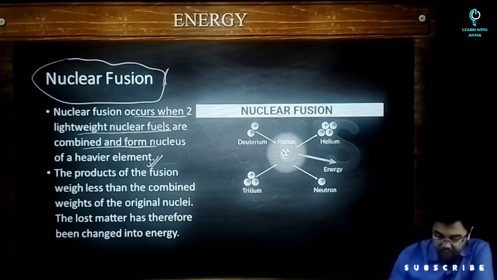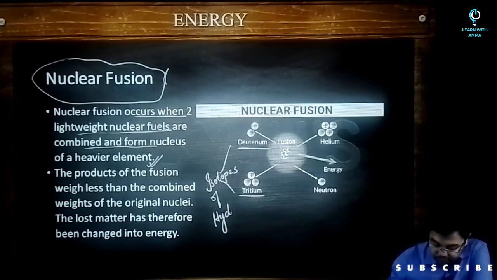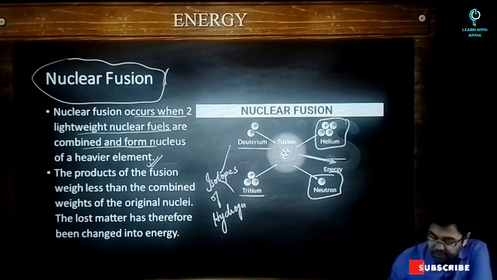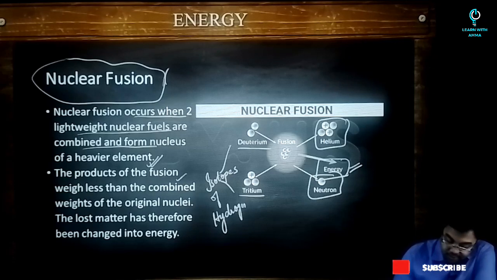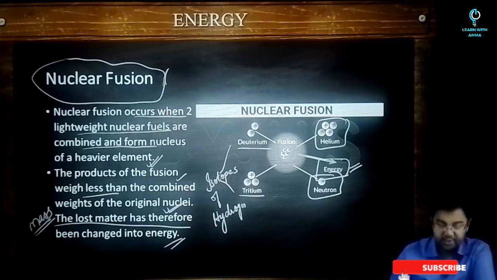If you look at this reaction, deuterium and tritium, which are isotopes of hydrogen, combine and produce helium, and a neutron is emitted with a very large amount of energy generated. The products of fusion weigh less than the combined weights of the original nuclei. Therefore the loss of mass has been changed into energy.